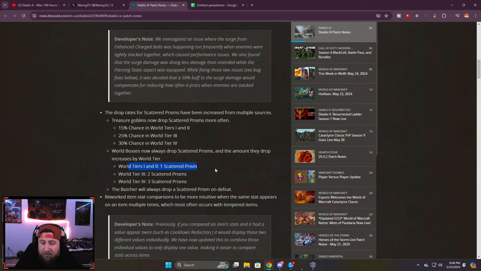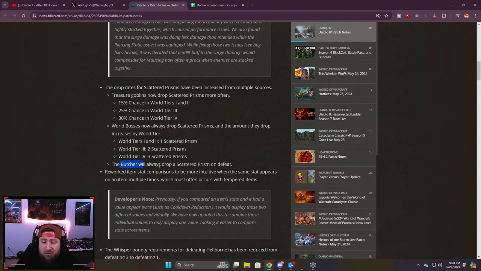So in world tiers 1 and 2, you're going to get 1, in world tier 3, it's 2, and then world tier 4, it's 3. These are going to come from the world bosses. They're guaranteed now. The goblins are also having a higher chance of dropping them. And then the Butcher will always drop a Scattering Prism. It looks like it's just 1 on defeat. This should really help when world bosses come around. Getting 3 a pop on world tier 4 is pretty good.